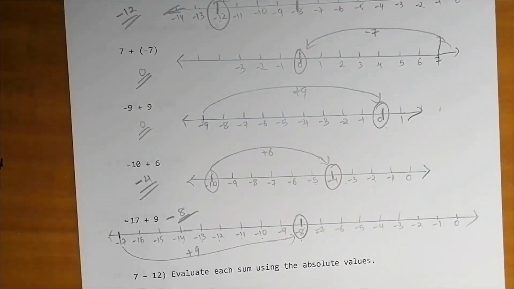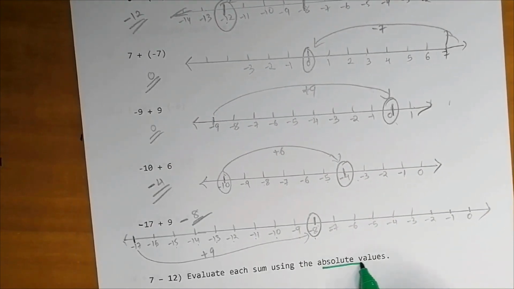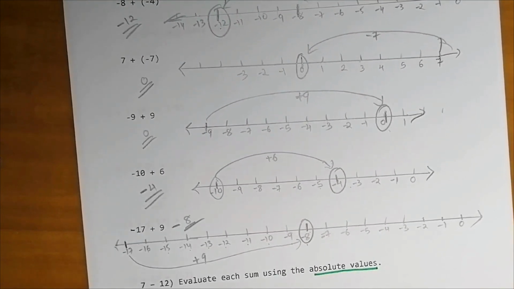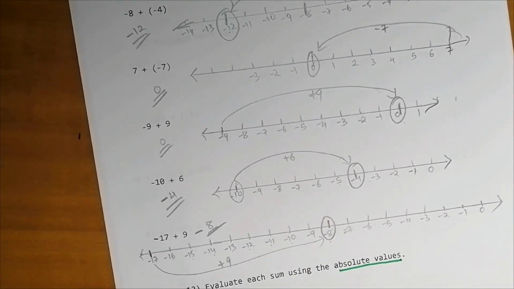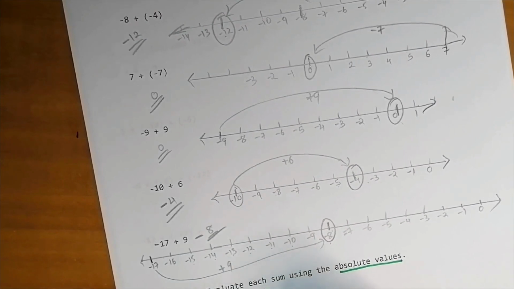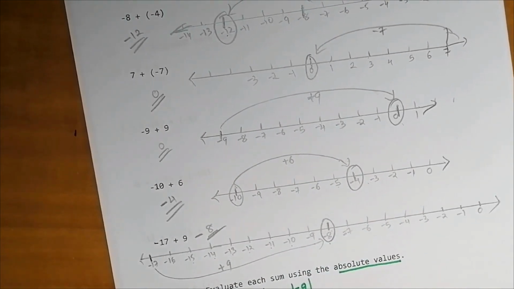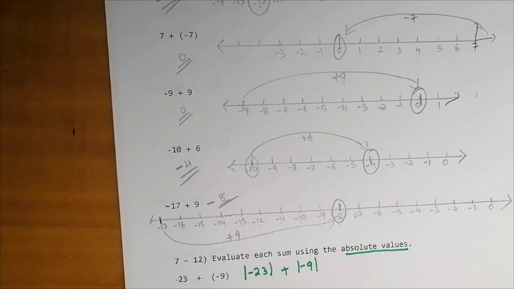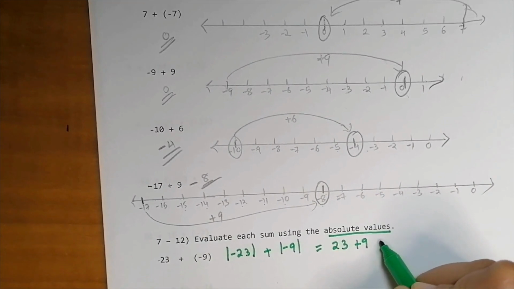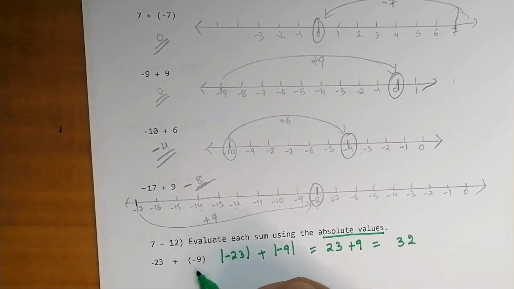So let's go to the next part now, which says evaluate each sum using the absolute value. So basically, when you do absolute value, you put them like this. Minus 23 plus minus 9, right? First, you put them in this format. So this becomes 23 plus 9, which is 32. So the first step is to add them, and then the second step is that you put the sign.